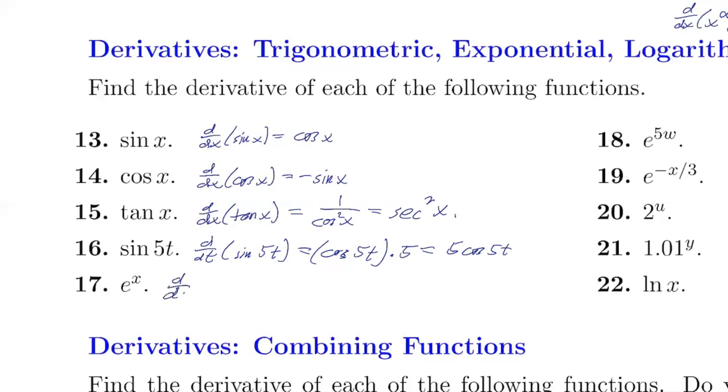All right, e to the x. You should know this. This is the very special function whose derivative is itself. Derivative of e to the x is e to the x.